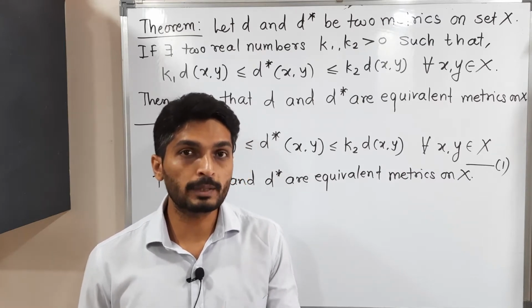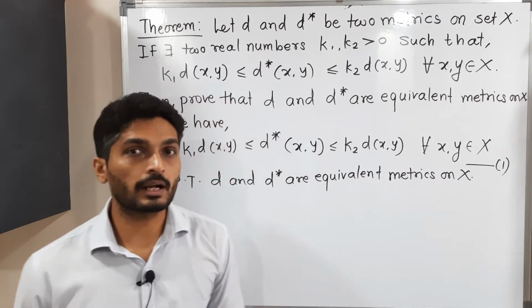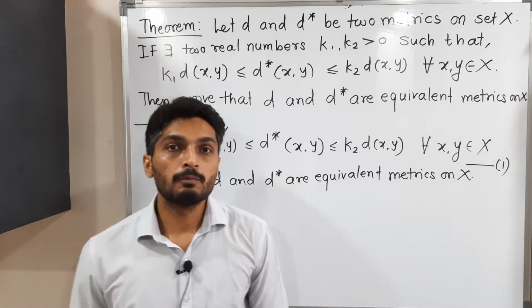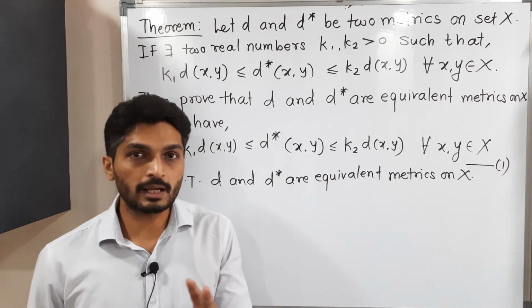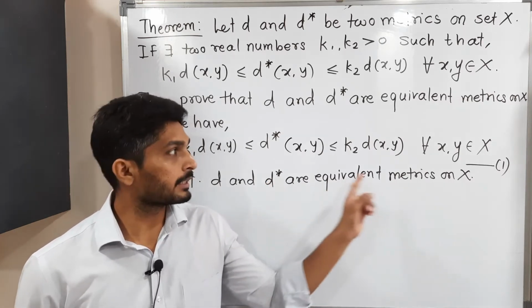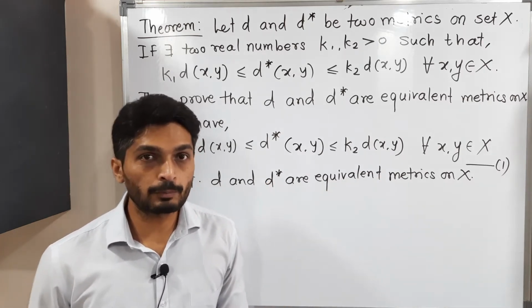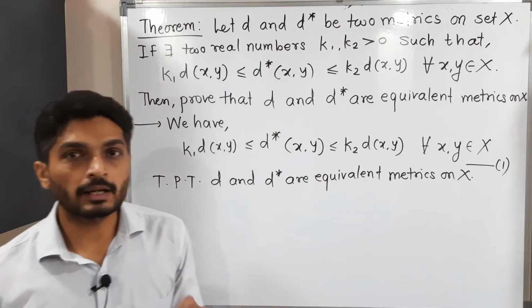What we have to prove? These two metrics are equivalent. So let us start its proof. We will start with the given information which is already written here. D and D star are two metrics which satisfy this inequality, and we have to prove that D and D star are equivalent metrics.